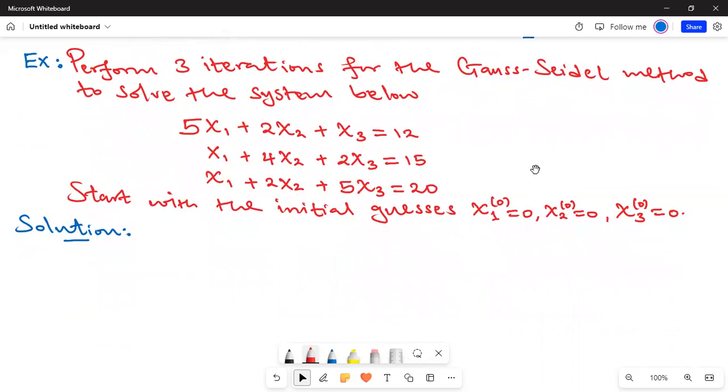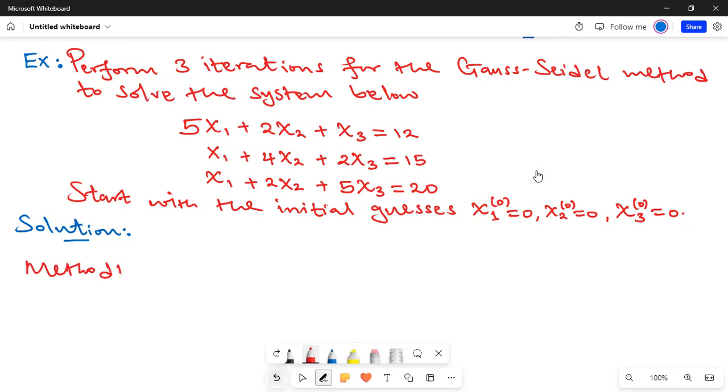Remember, the Gauss-Seidel iteration method will give you the approximate solution of x1, x2, and x3, but not the exact solution. But the solution will converge to the exact solution. So, there are 2 methods of going about this problem. The first method, call it method 1.